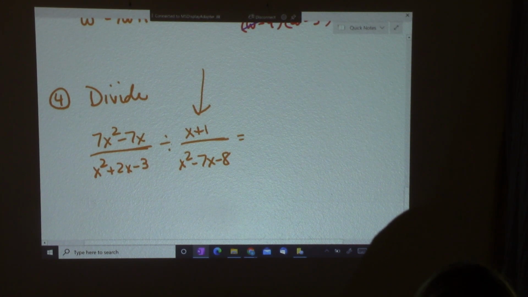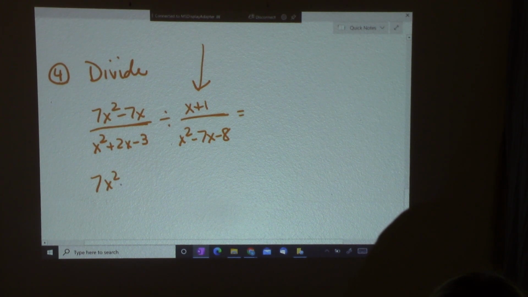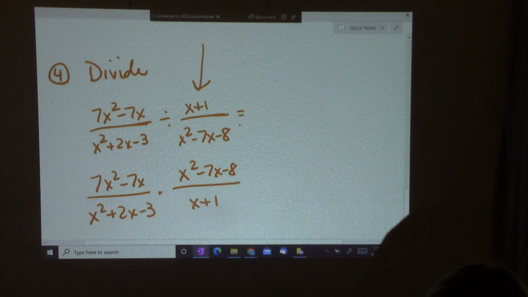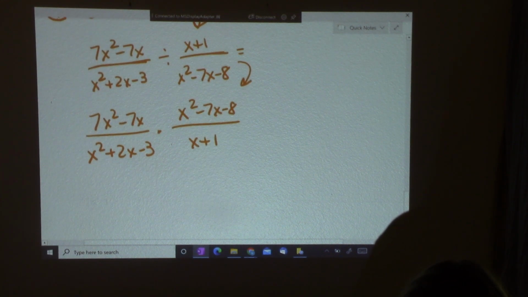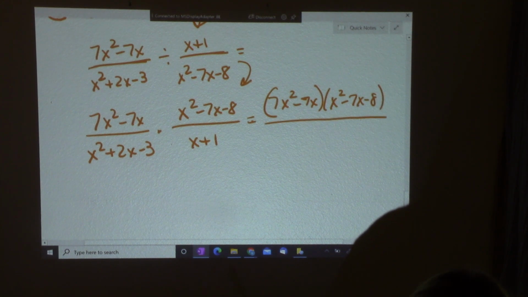So I'm going to rewrite this whole thing, and it becomes multiplication, just like the problems we have done before. Okay? So all I did was flip this. Now I'm going to do everything that I've done for multiplying. So I've got 7x squared minus 7x times x squared minus 7x minus 8 over x squared plus 2x minus 3 times x plus 1.